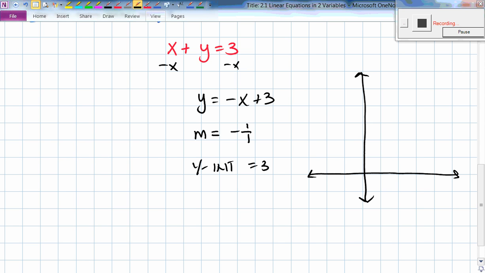What do we do first? The y-intercept would be 3, so go up 3, 1, 2, 3, good. And then from there is the point (0, 3). From there, what do I do?